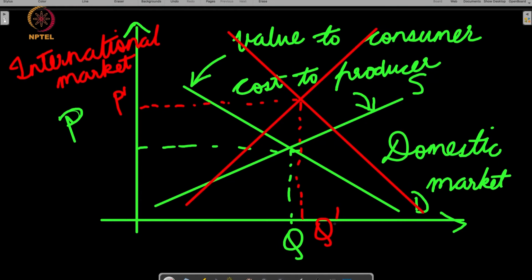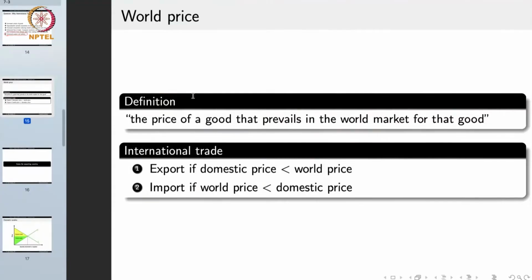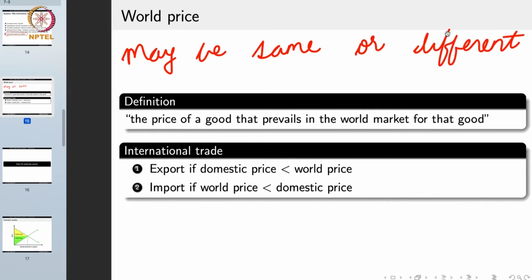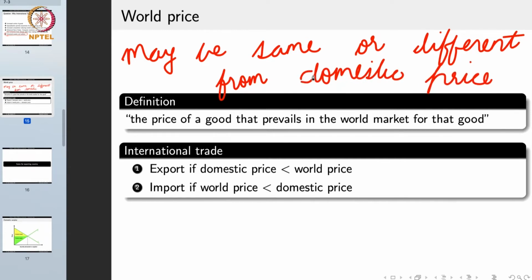Now, P prime may be the same as P or it may be different from P. But this P prime will be called the world price: the price of a good that prevails in the world market for that good. So it may be the same or different from the domestic price. The world price may be the same as the domestic price or it may be different from the domestic price. But world price becomes very important in the case of international trade.